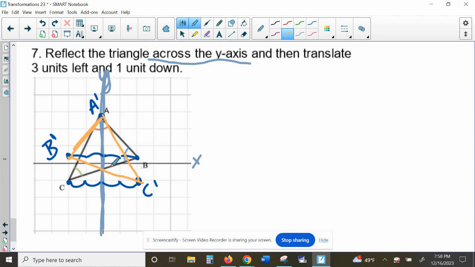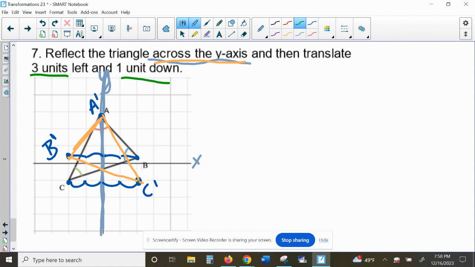Remember to always draw it. Make sure it looks like the same size and shape, and it does. So my orange triangle is my reflection across that axis. And now I need to translate 3 to the left and 1 down. That means I take each of these prime points and go 3 to the left and 1 down.